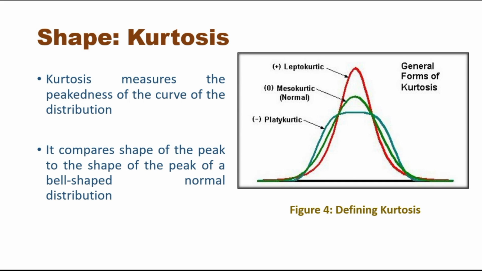The next characteristic of a frequency distribution is kurtosis. Kurtosis measures the peakedness of the curve of the distribution. It compares the shape of the peak to the shape of the peak of a bell-shaped normal distribution. So here in this graph, the green color is a normal distribution, which is also known as mesokurtic. If the peakedness of our data is more than this normal distribution, then this is leptokurtic. Otherwise, if the peakedness is less than the normal distribution, then this is platykurtic.